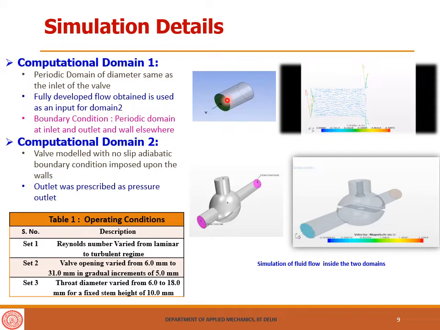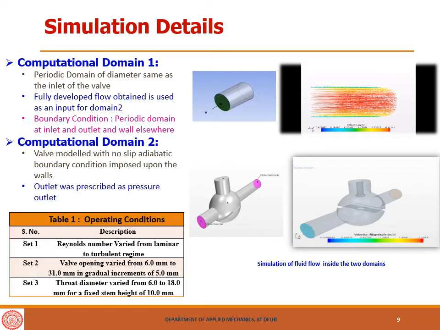So this is domain 1, which is the same as the valve diameter, and the second domain is the valve in which flow within the valve was modeled. In this first domain, periodic boundary conditions were specified at inlet and outlet, and initially a uniform velocity profile was given at the inlet. This velocity profile developed into the fully developed profile as can be seen from this simulation.